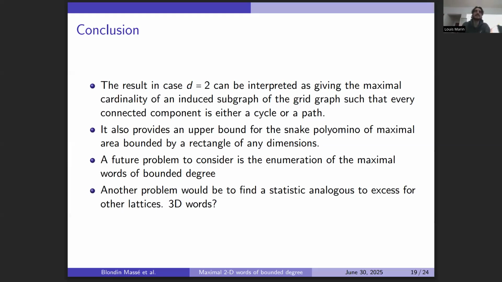Since at first we were looking at it mainly for polyomino problems, it was not really the main focus for us. But of course, the answer is yes, it is interesting. Okay, thank you.